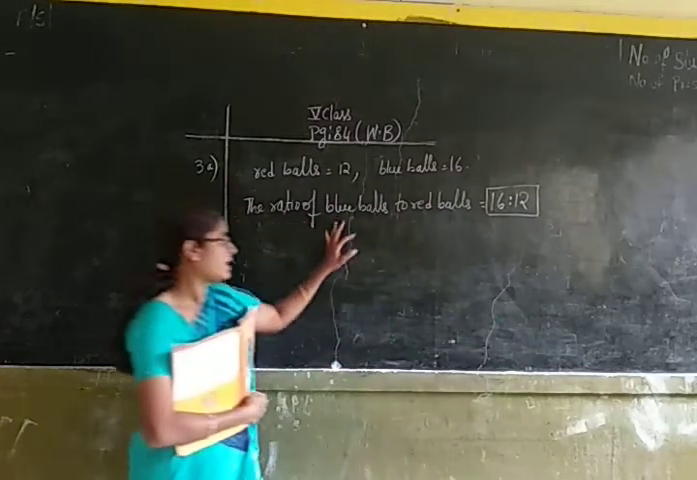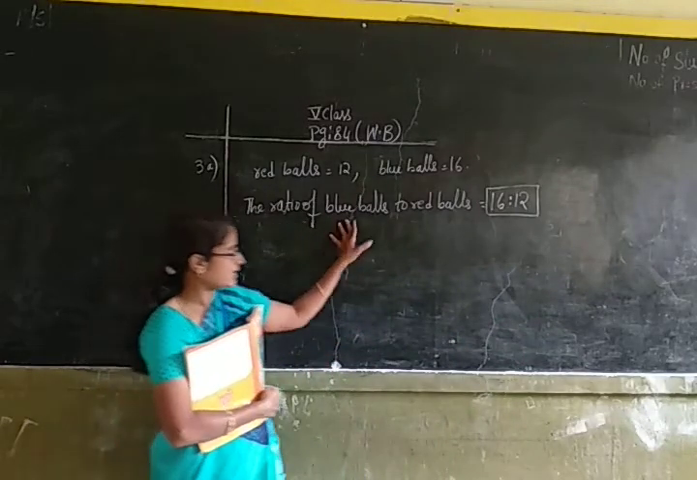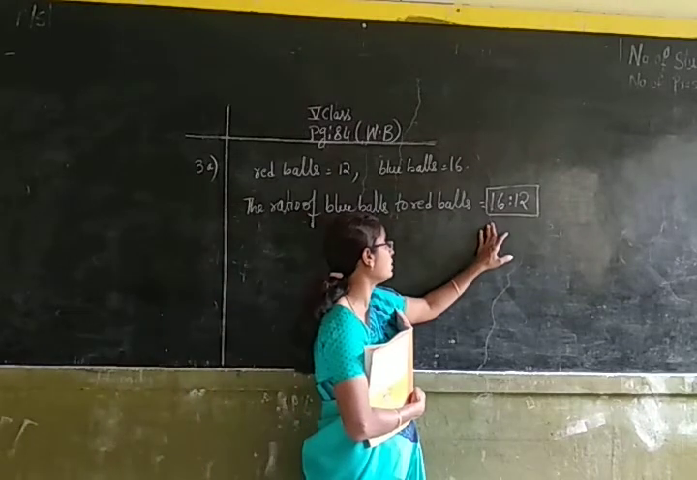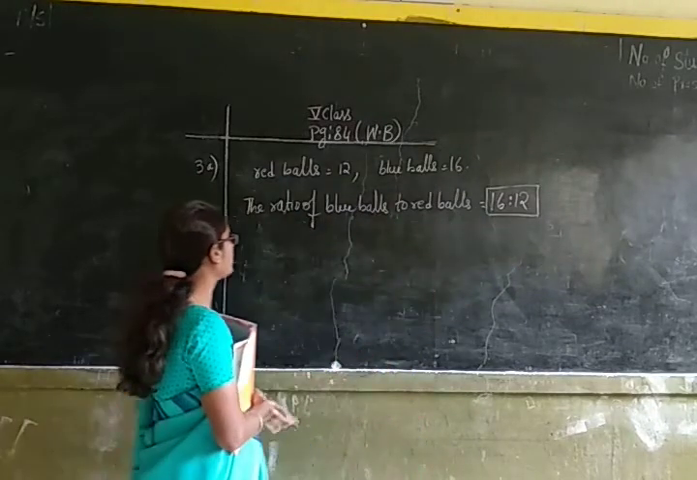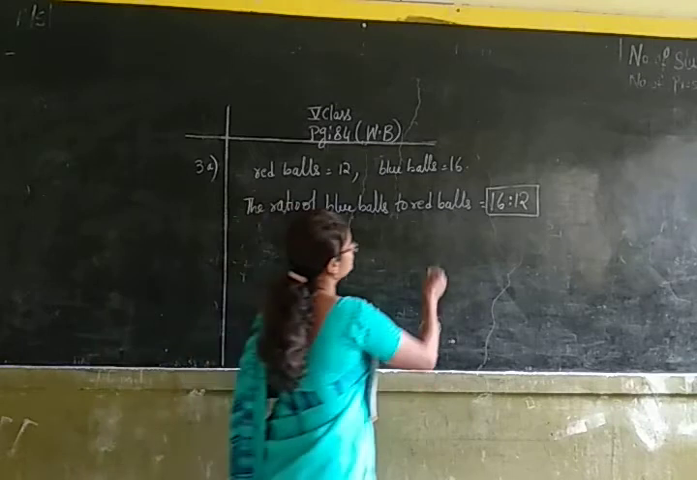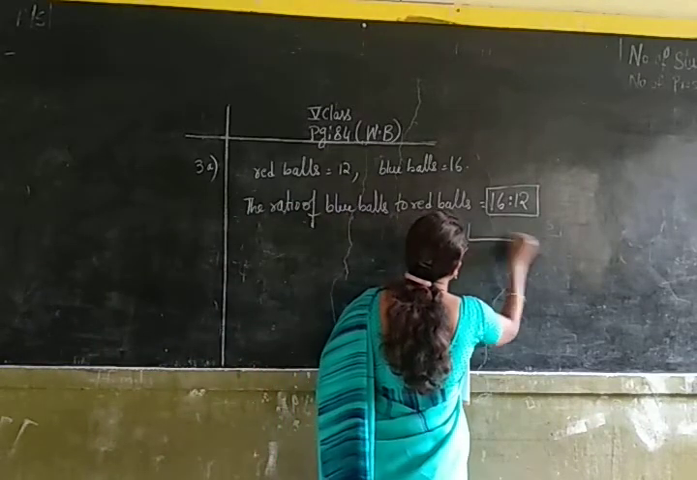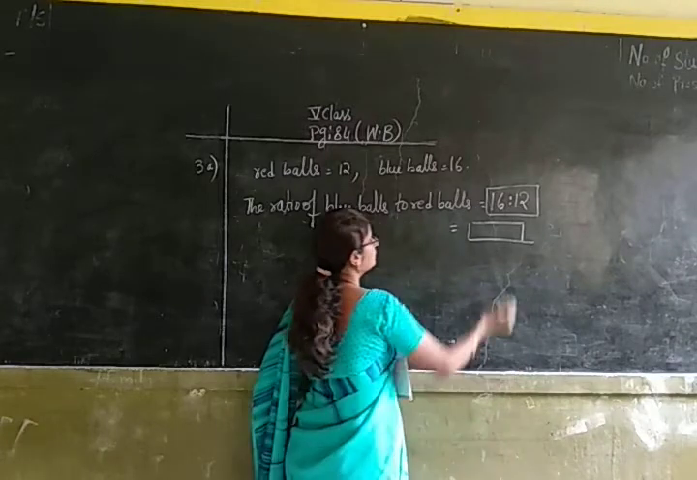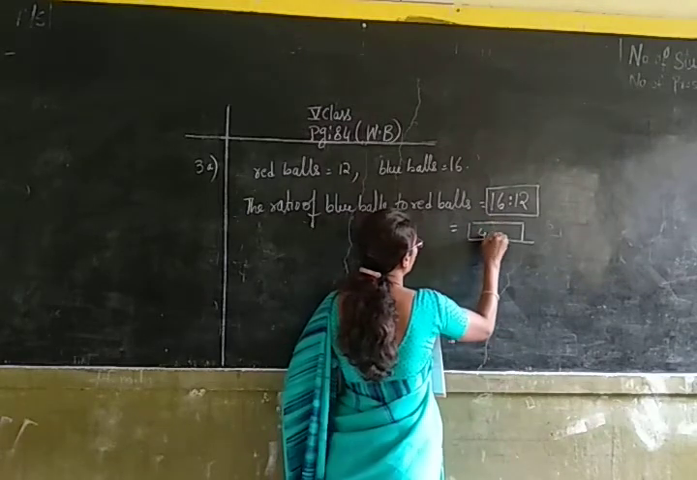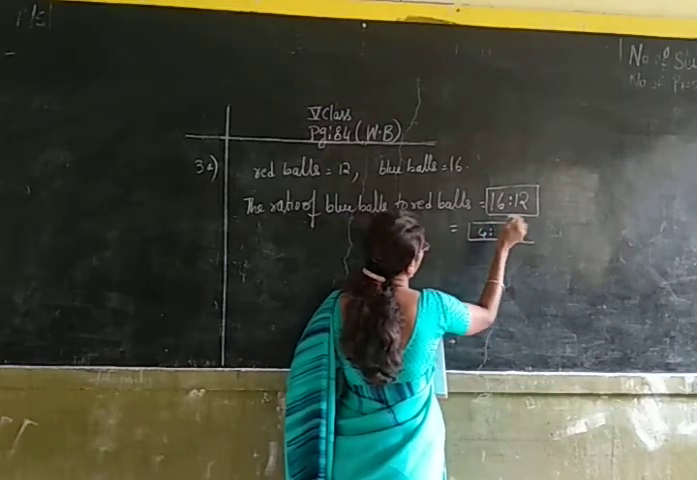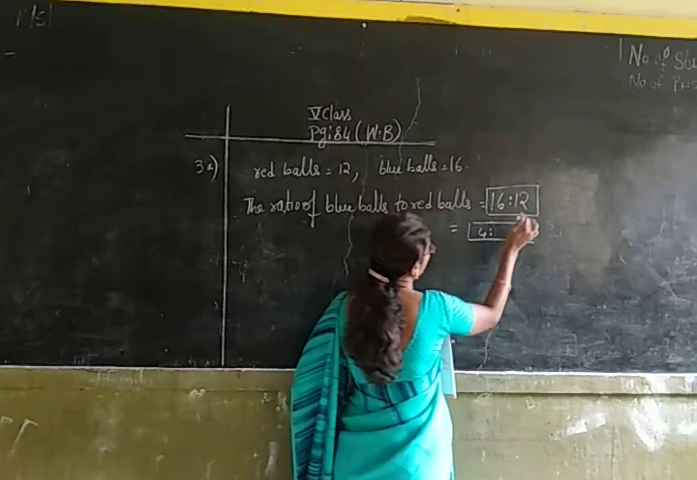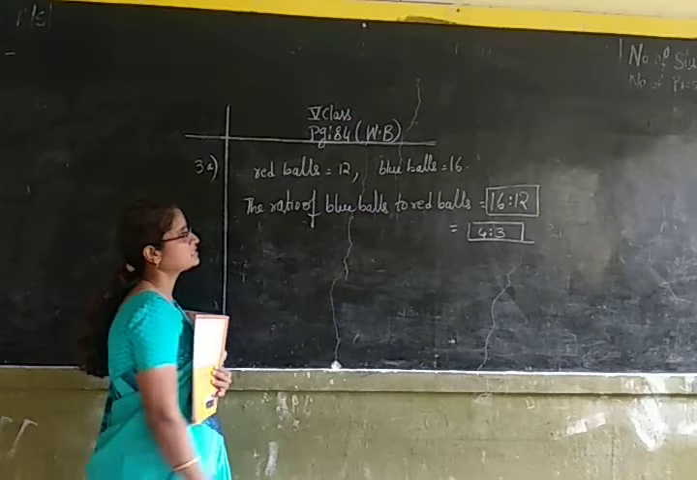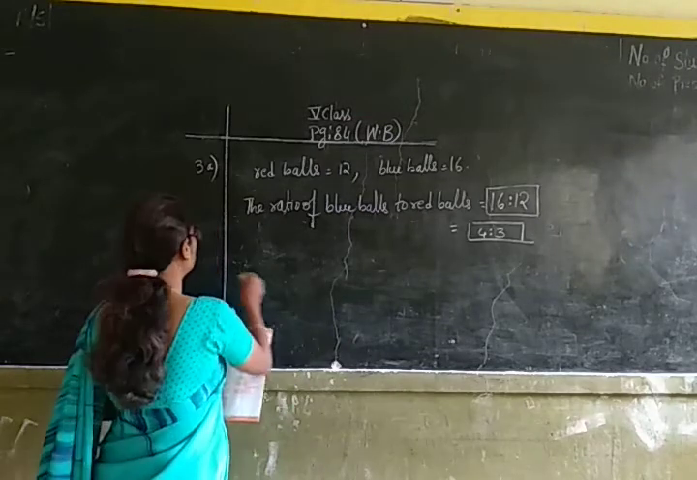Here the value of blue balls is asked first and then the value of red balls. So first we write down the value of blue balls and then the value of red balls. Now let us simplify this ratio. 16 and 12 are in the 4 table. Sorry children, 4 goes in 16 4 times. 4 goes in 12 3 times. 4 is to 3 is the simplest form of 16 is to 12.